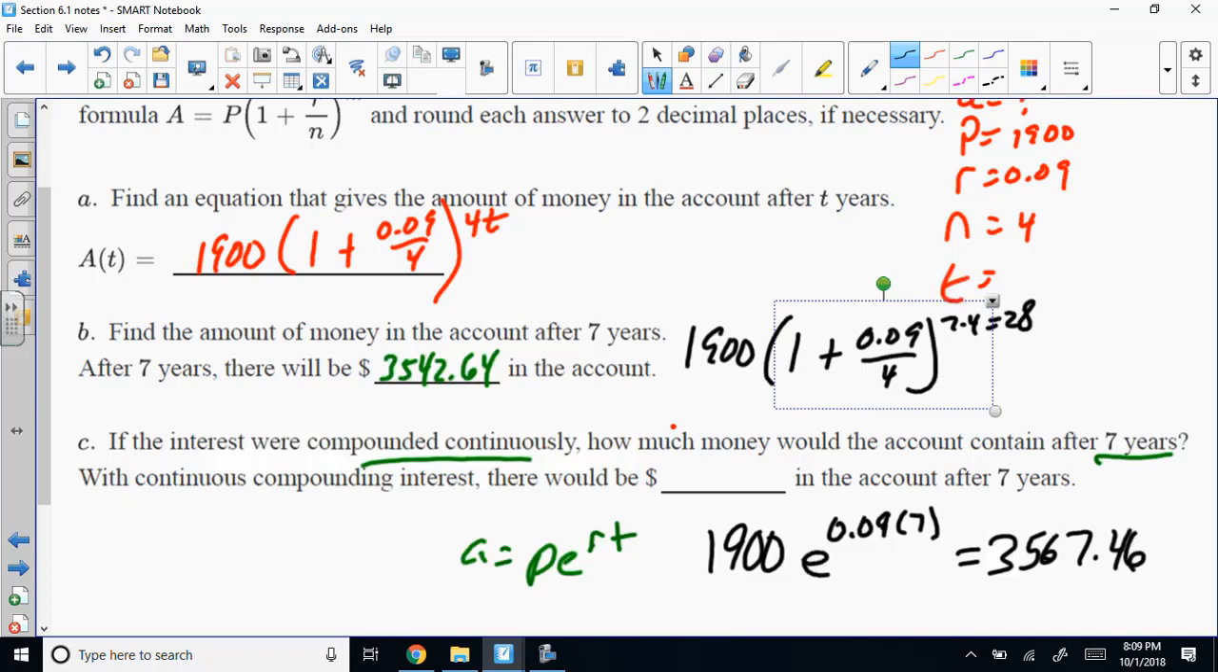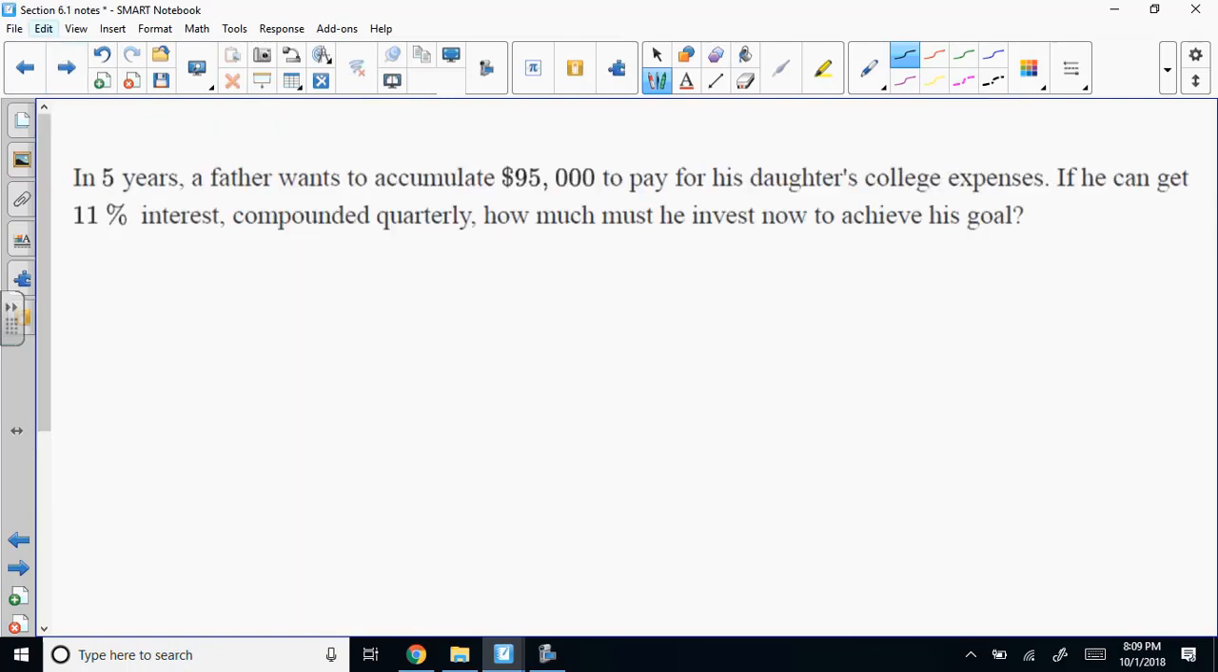Any questions about 35, 67, 46? So we make just a little bit more money compounding 4 times a year compared to continuous. In 5 years, a father wants to accumulate $95,000 to pay for his daughter's college expenses. If he can get 11% interest compounded quarterly, how much would he have to invest to achieve his goal? It's a really good problem. APR, compounded quarterly.